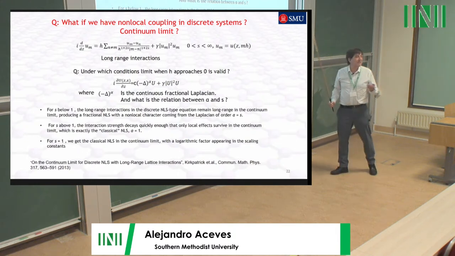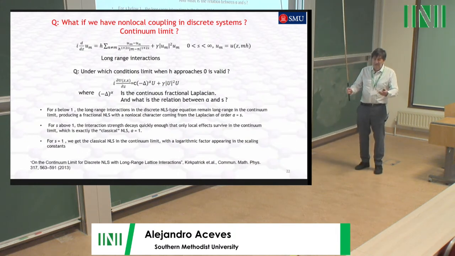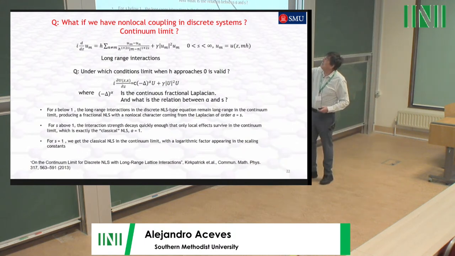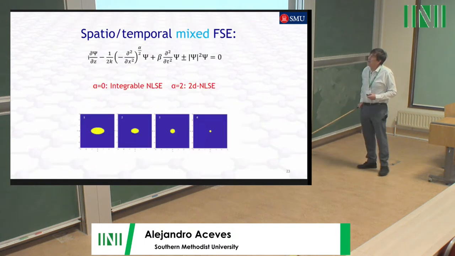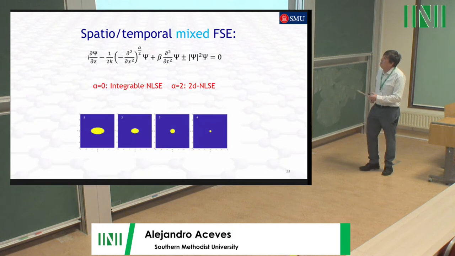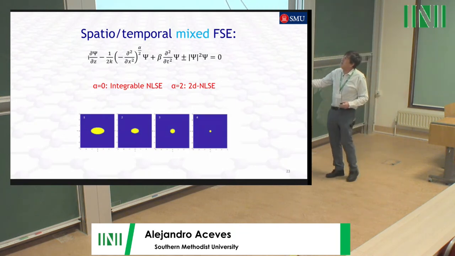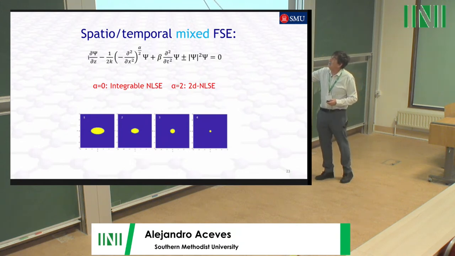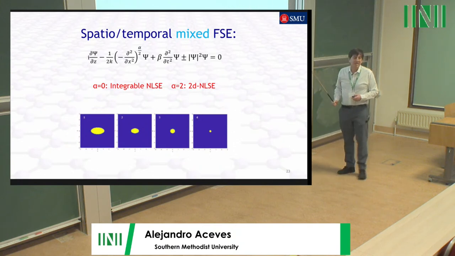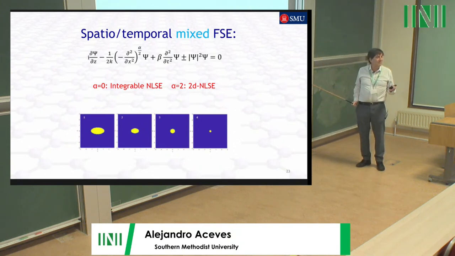So this is a third competition. We discussed the competition between diffraction or discrete diffraction and nonlinearity. Here is the competition between the strength of the long-range interaction and nonlinearity. Where do you go in terms of the continuum limit? And if I add the temporal behavior, so I add this term, and look at the continuum limit, I get something interesting that I've never seen in the literature from the theoretical point of view.